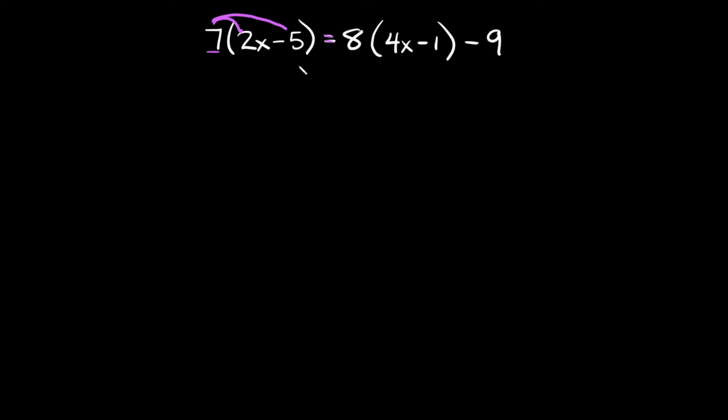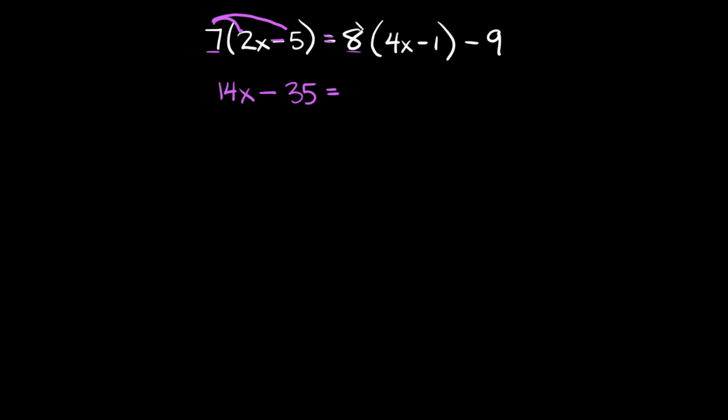and to the 5. Okay, so 7 times 2x is equal to 14x, okay? And then 7 times 5 is equal to 35. And then in this one, since we're subtracting, we're going to keep that subtraction right there, okay? And then that's equal to, now we're going to distribute this side.